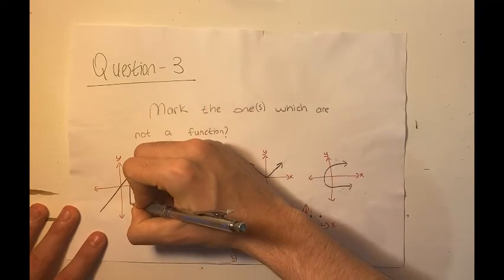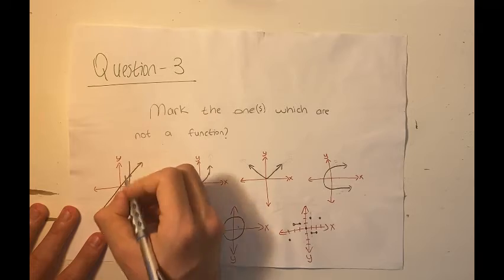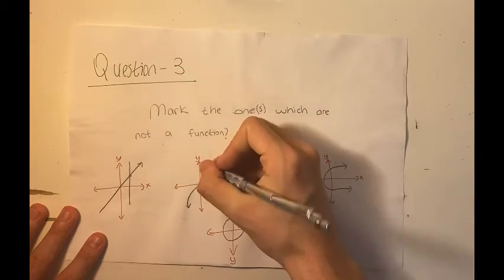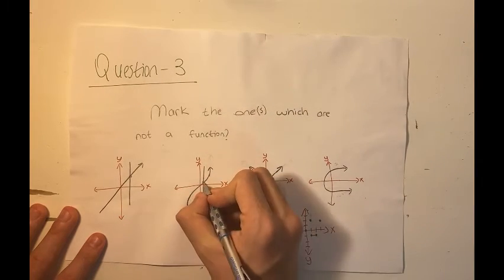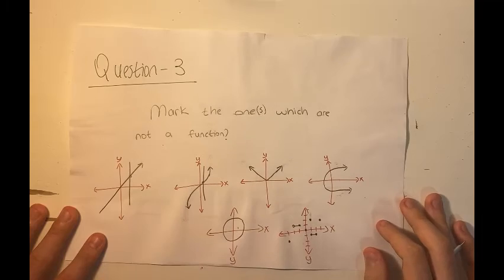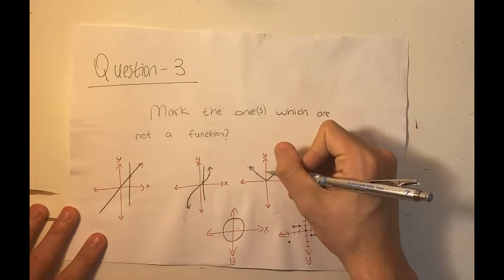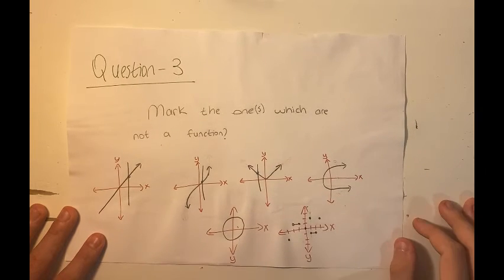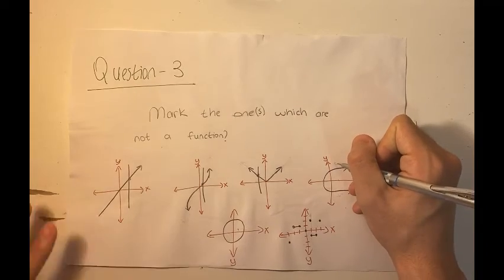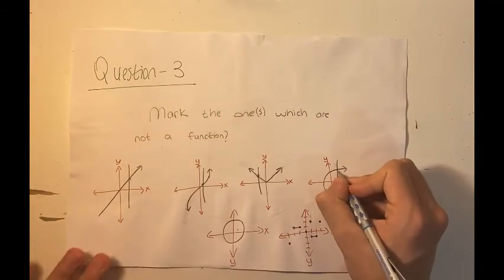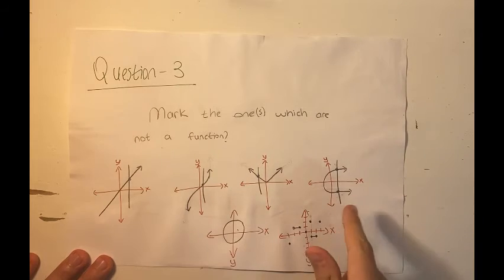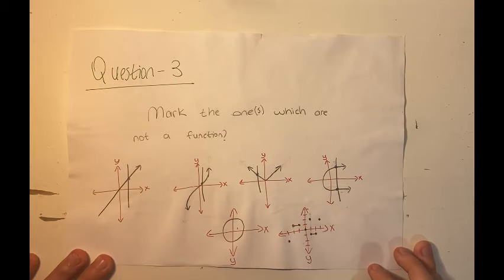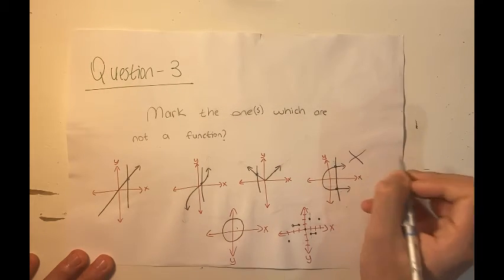When we draw a vertical line, it intersects only in one point, so it's a function. If we draw a vertical line, it intersects only in one point, so it's a function. For the third example, when we draw a vertical line, it's also a function, as you can see. But for the fourth one, this is critical. When we draw a vertical line, as you can see, it intersects in two different points. So it's not a function.